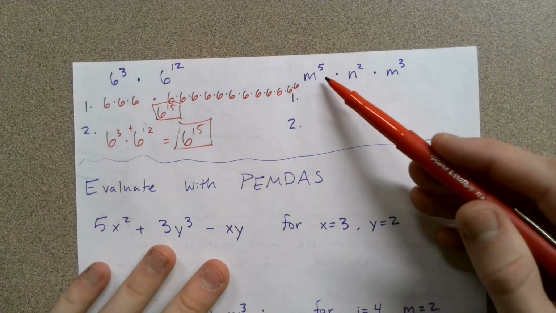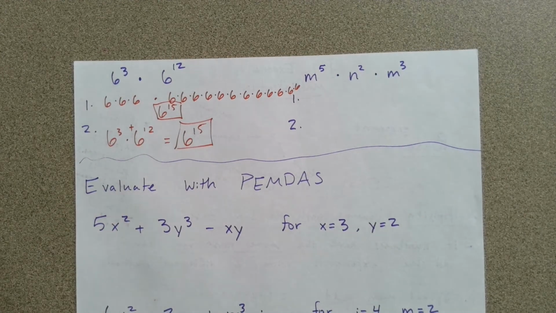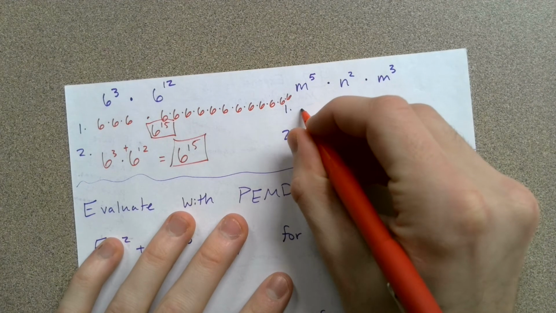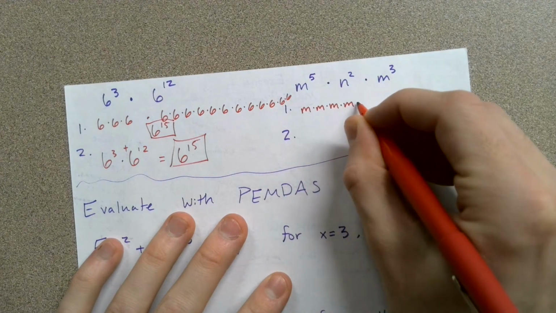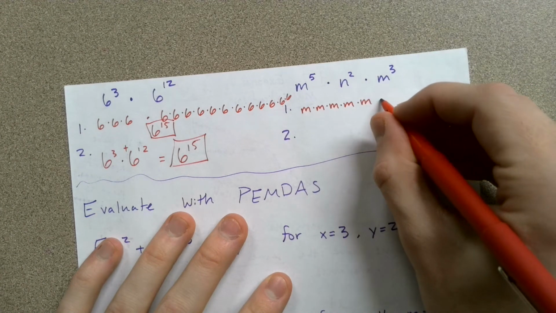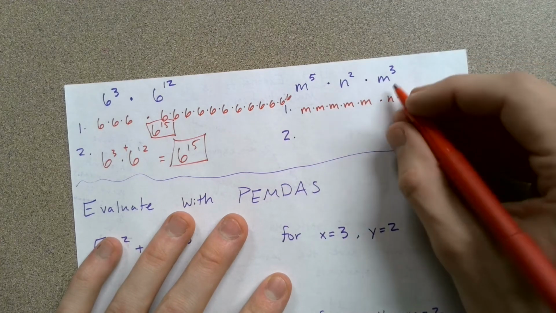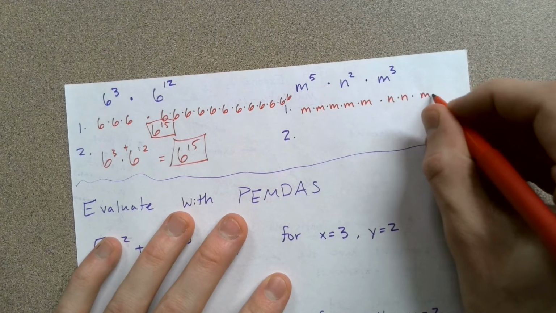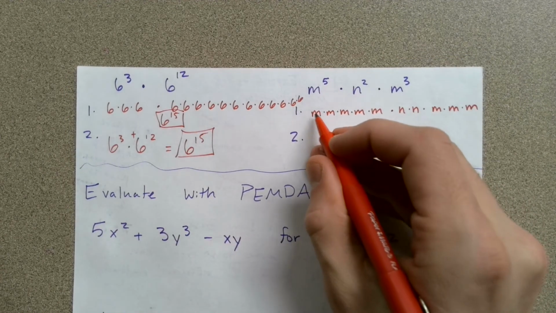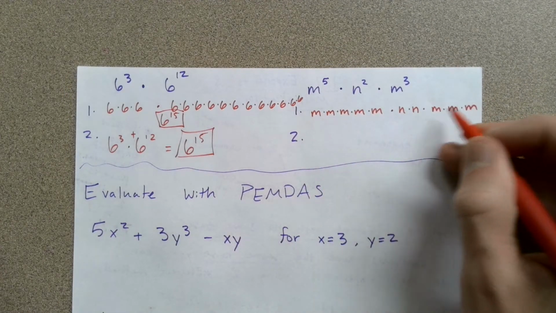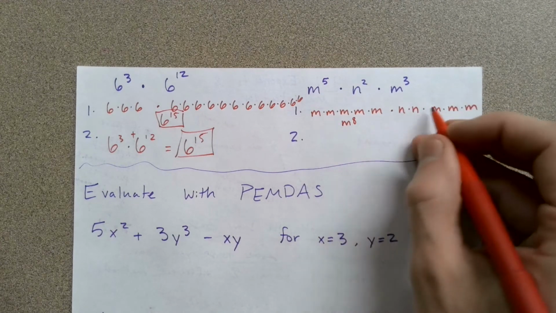All right, we've got m to the fifth times n to the second times m to the third. Okay, let's do it. Split this first one up. Let's do m times m times m times m times m. There's 5 m's times n times n. We got 2 n's there. How many m's again? We got 3 more. Times m times m. Now we got to reconstruct this. Let's count up how many m's we have. 1, 2, 3, 4, 5, 6, 7, 8. M to the eighth. N to the second.